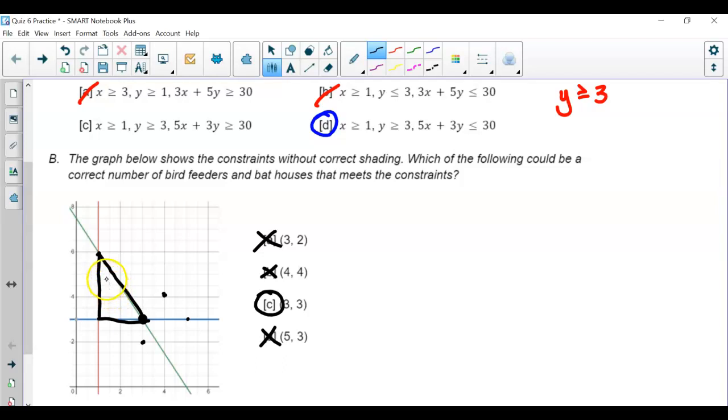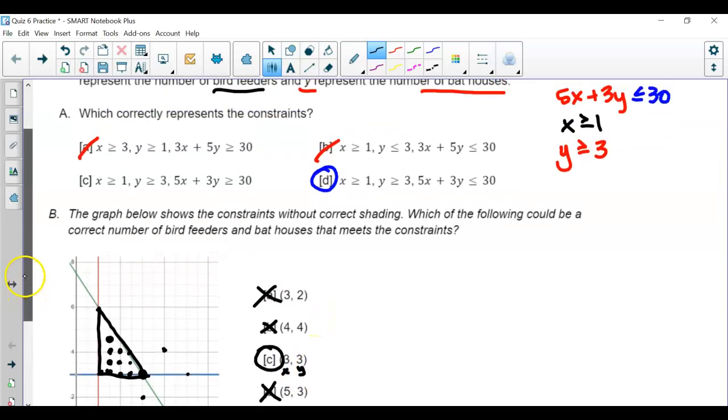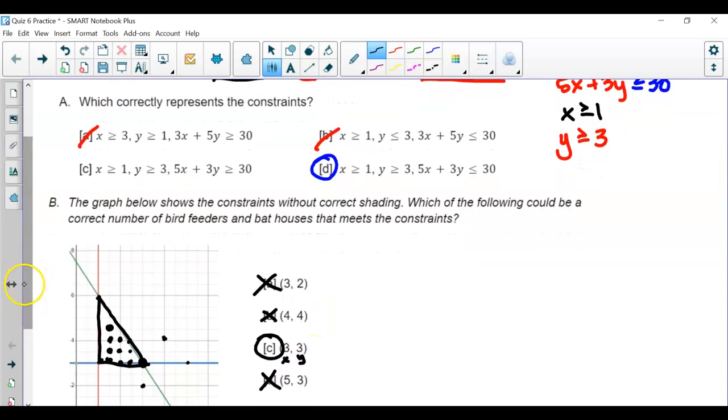So remember, your solutions, guys, are all these points that are in this shaded region and including on the line as well. Then if you want to correlate this, what does this 3, 3 mean? Like what was the X and what was the Y? Well, X was the bird feeders. So this person can make 3 bird feeders and 3 bat houses. Because this was your X and this was your Y. So again, that's what this means here.